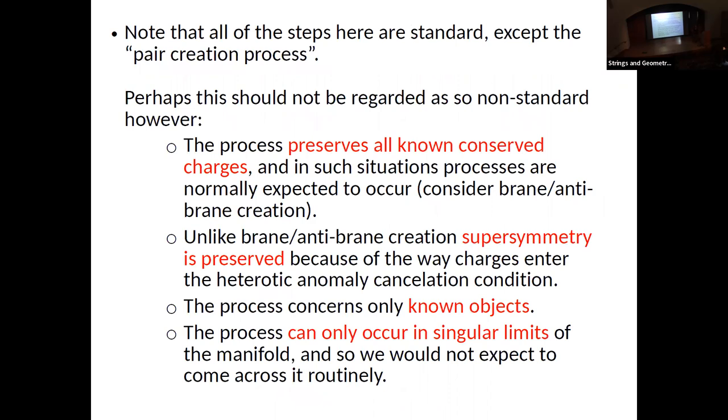Okay, so that was a lot. Note that almost everything here consists of standard processes that are well understood in heterotic theory, except for the so-called pair creation process. Perhaps, however, this shouldn't be regarded as so exotic, in that this process of introducing the P1 classes, the curves or five-branes associated with them, preserves all known conserved charges. And in such situations, processes are normally expected to occur, for example, brane-antibrane creation. Unlike brane-antibrane creation, however, because of the sign difference that appears between the gauge and gravitational sectors in the heterotic theory, this is a purely supersymmetric process. So supersymmetry is preserved. This process concerns only known objects, and it can only occur in singular limits of the manifold. So in the heterotic context, this is really a story about branes at the singularity, which is hard, and maybe you'd not be surprised that we haven't seen this before explicitly.